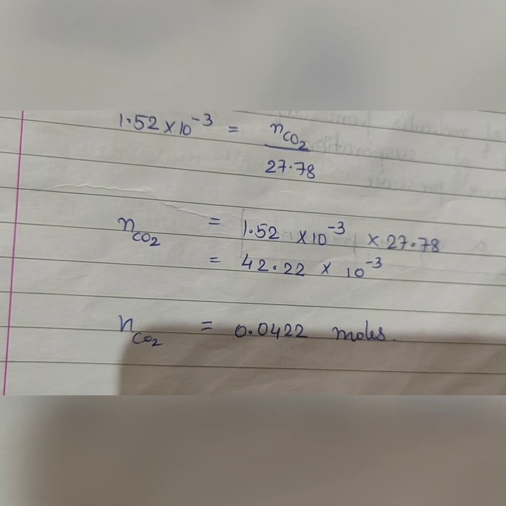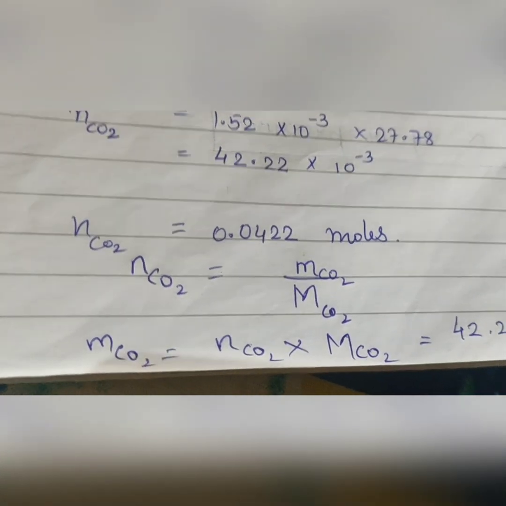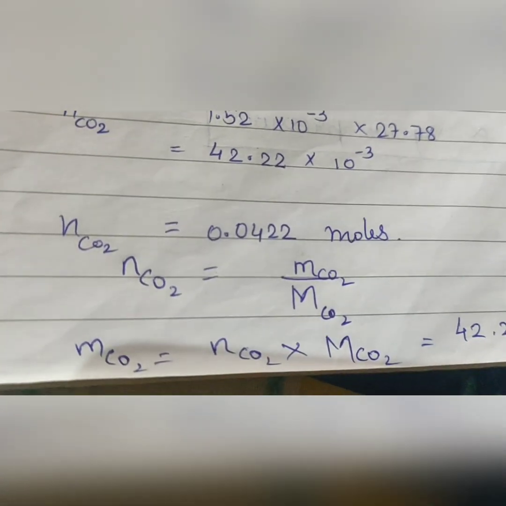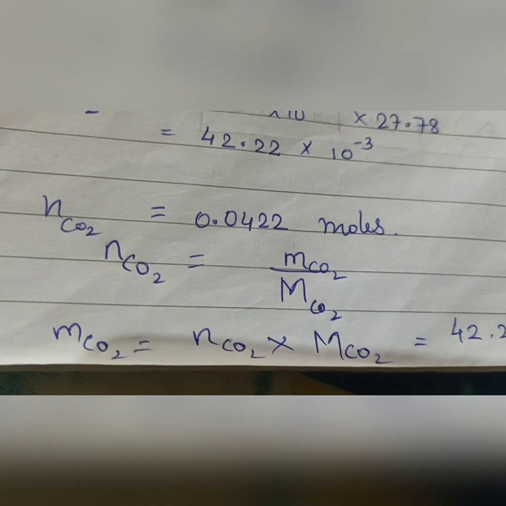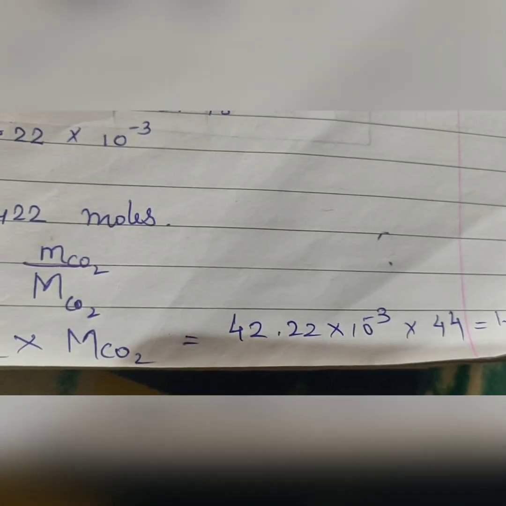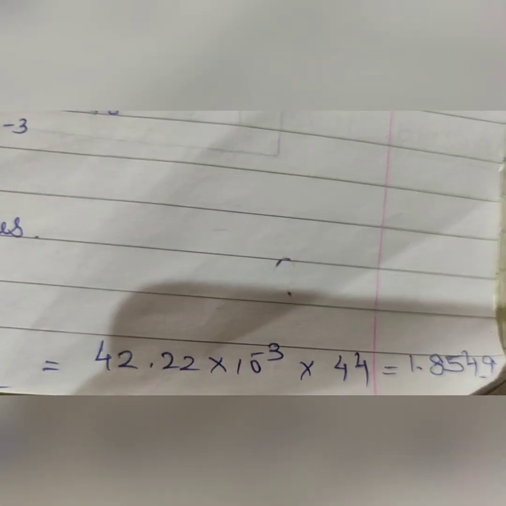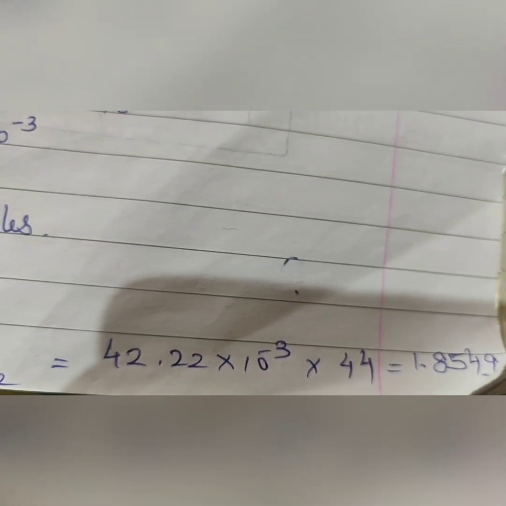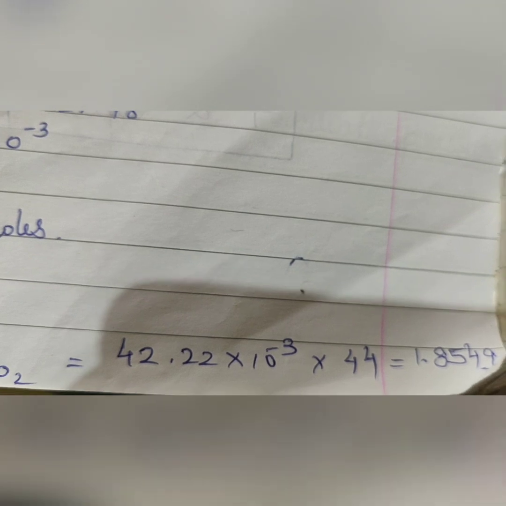We need to find now the amount of carbon dioxide. So the number of moles of carbon dioxide is mass upon molecular mass. So the mass of carbon dioxide will be number of moles into molecular mass. Now the molecular mass of carbon dioxide, we know, is 44 gram per mole. So multiplying number of moles into 44, we get our answer in grams, that is 1.854 grams, and this completes our sum. We have calculated the amount of carbon dioxide which is dissolved in 500 ml of water.